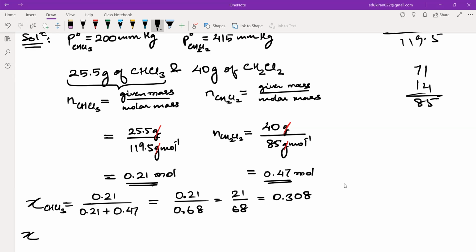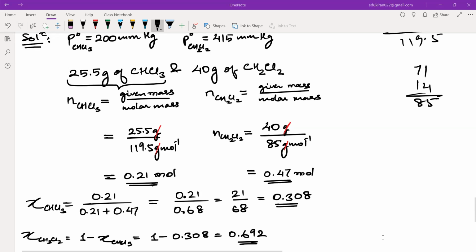So what will be the mole fraction of CH2Cl2? कितना हो जाएगा ये? 1 minus the mole fraction of CHCl3. This will be equal to 1 minus 0.308. अगर हम 0.308 को लेके चले तो this will be equal to 0.692. ठीक है, दोनों मोल फ्रैक्शन मिल गया हम लोगों को.